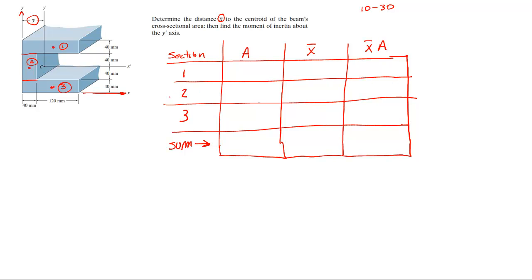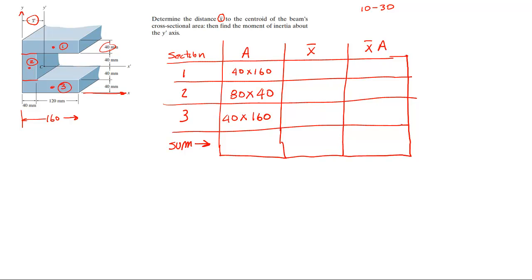So for section 1, we need to know A. Well, it's 40 by, well, this is total 160. So I got 40 by 160. Section 2, it's 40 and 40, or 80 by, and it's 40 here. And section 3 is like section 1.